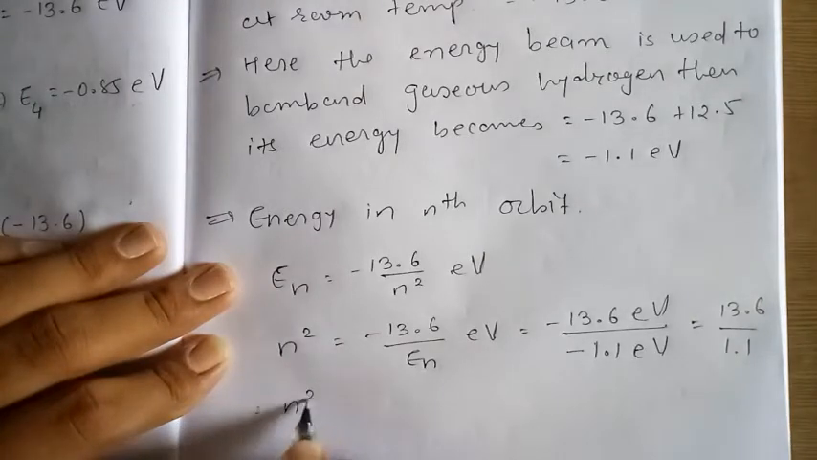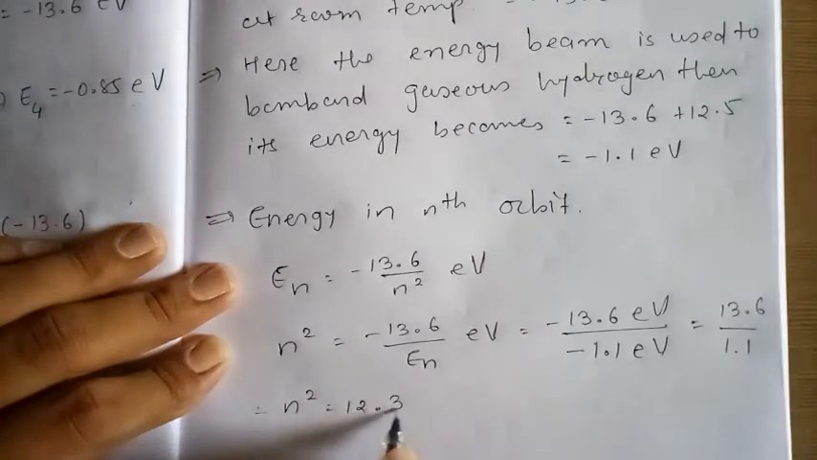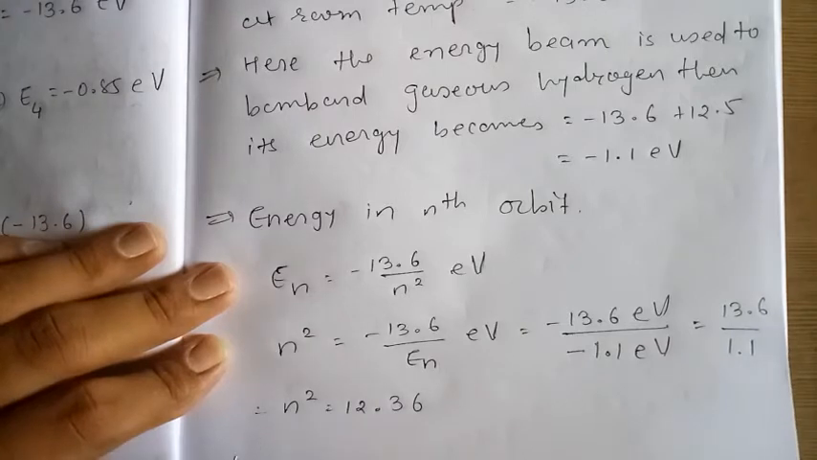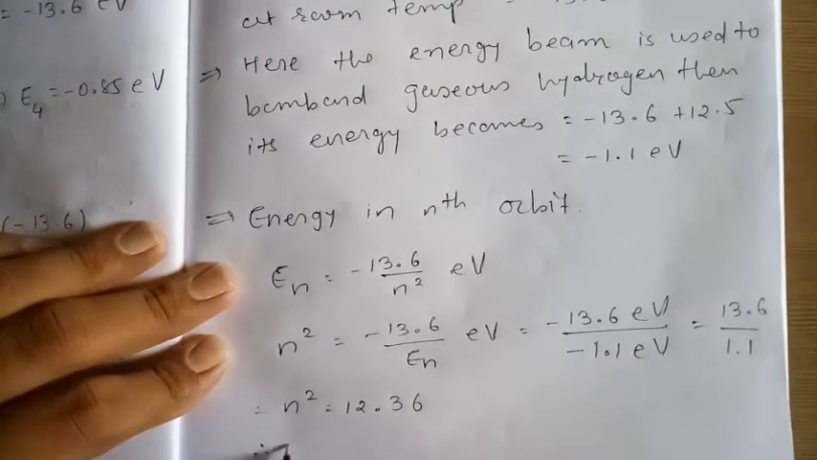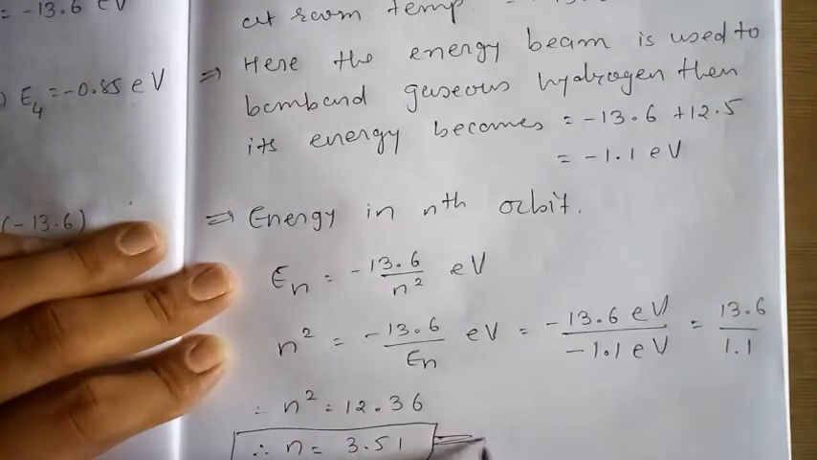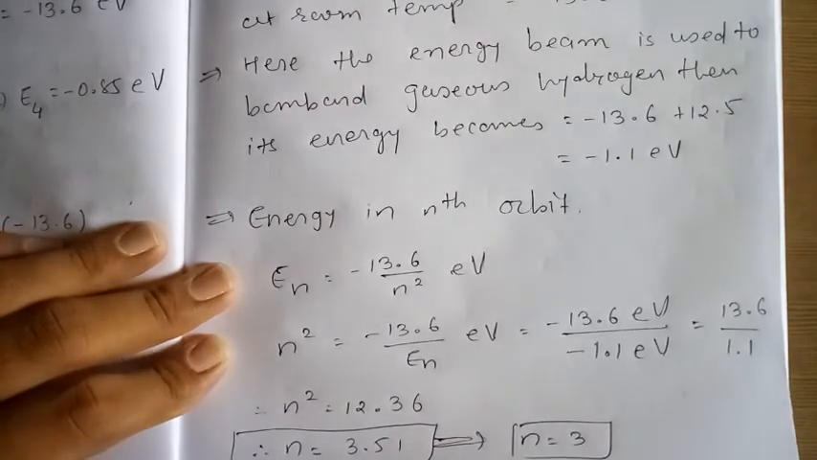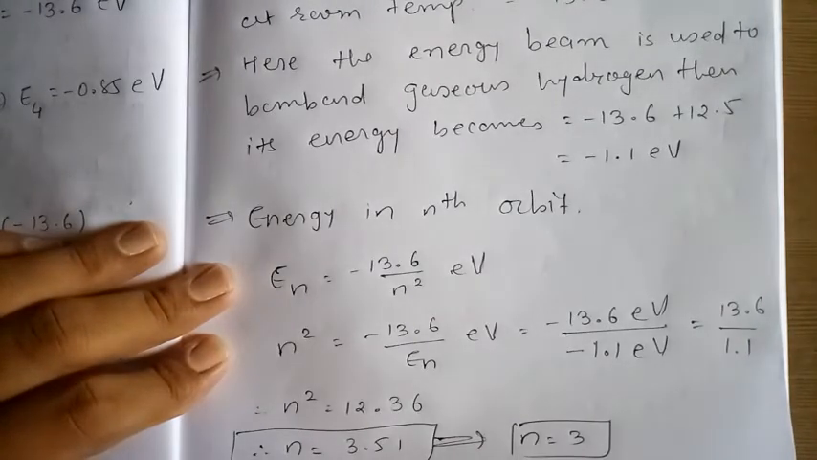So we get n square is equal to 12.36. So we get n is equal to 3.51. So we can take n equal to 3, right? So here the possible orbit is n equal to 3, right?